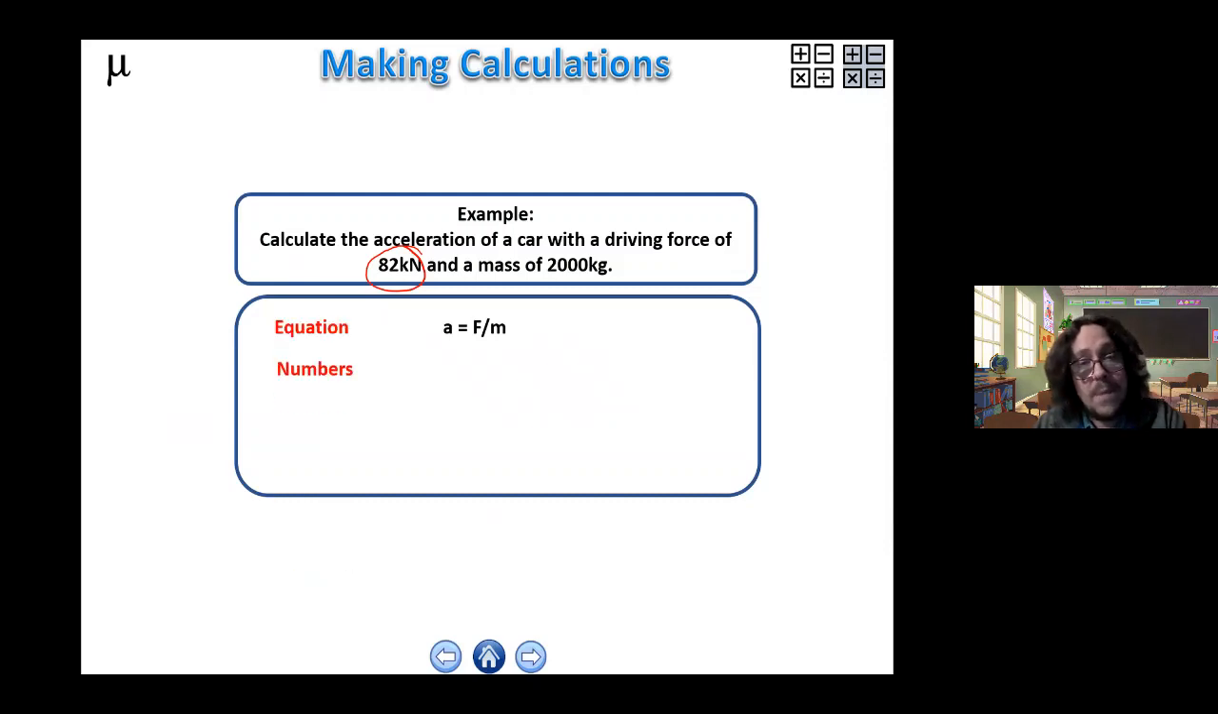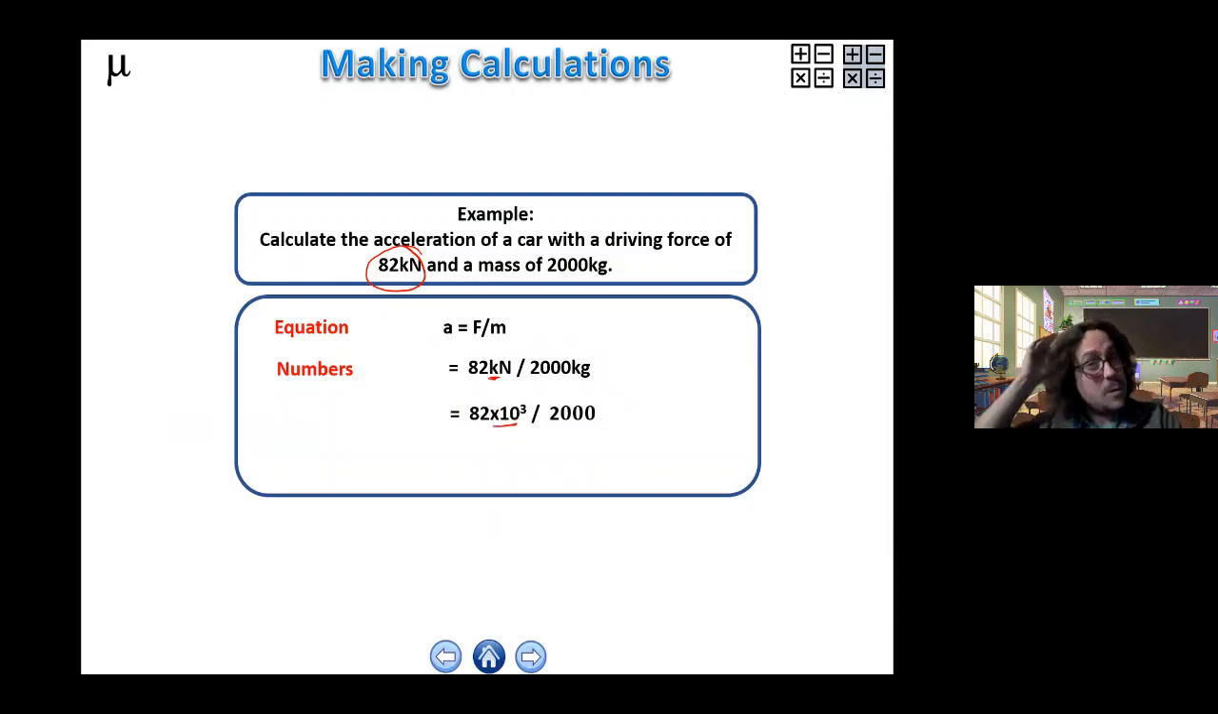Now, the numbers then. Let's see what numbers we got. Well, I can't just go ahead and make this calculation, because if I'm going to give my answer in meters per second squared, this kilo part here has to be dealt with. Because at the moment, if I just put down 82 divided by 2000, that's just going to imply that it was only 82 newtons divided by 2000 kilograms. And that is a completely different calculation to 82 kilonewtons. Because 82 kilonewtons, I'm sure you're all screaming at the screen, is 82 times 10 to the 3.